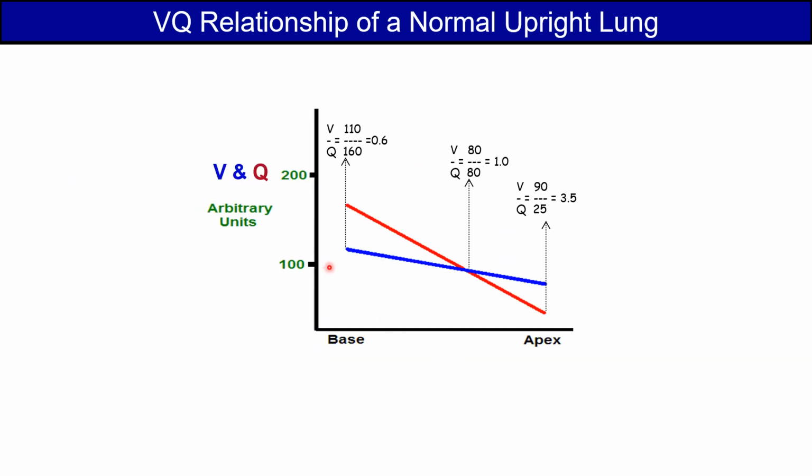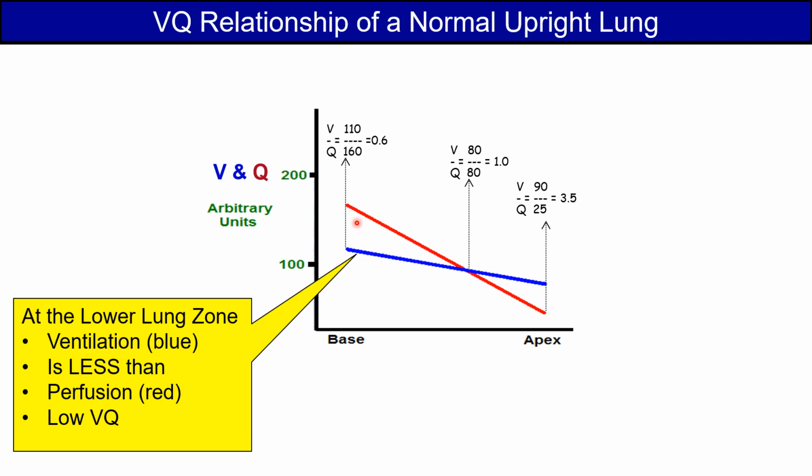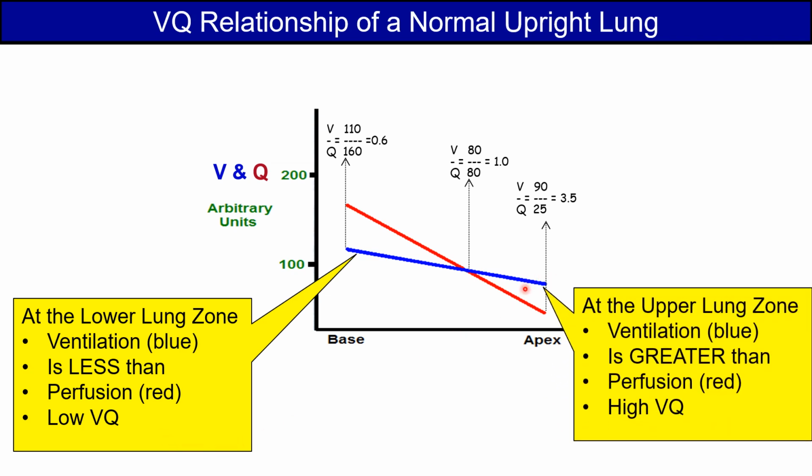So we combine the two. This is ventilation. This is perfusion. Notice that in the lower lung zone, the ventilation in blue is less than the perfusion in red, and therefore the V/Q relationship is a low V/Q. Notice in the apices, in the upper lung zone, the blue, which is ventilation, is greater than the perfusion, and therefore the V/Q relationship is a high V/Q here.